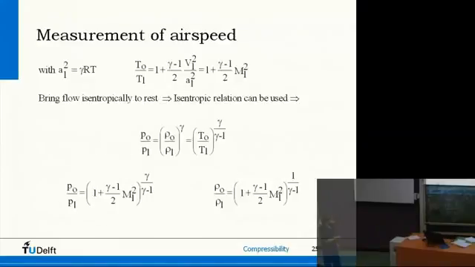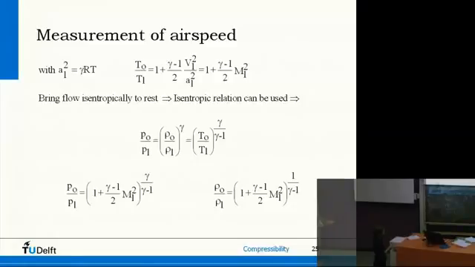So this is a very nice form. T0 over T1 is equal to 1 plus gamma minus 1 over 2 Mach 1 squared. So given a total condition and given a certain temperature at a point, I can find the Mach number at that point. Now that's nice. Of course, these are then temperature ratios with this total condition relating to Mach number.